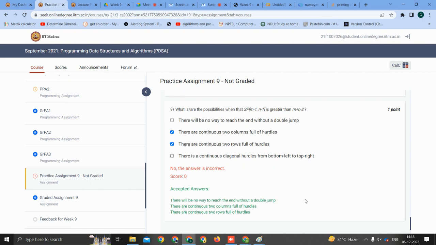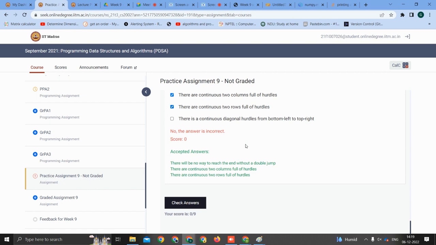Okay. See, this is also another one. There will be no way to reach the end without a double jump. The first point is saying what the other two things mean. The second and third options mean that if you're having two hurdles, then you need to do a double jump. So if there is no way to reach the end without a double jump, then it will be greater than M plus N minus 2.